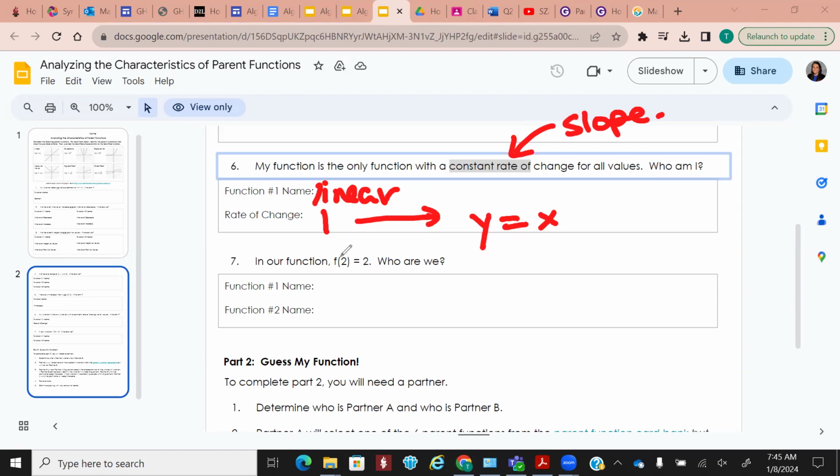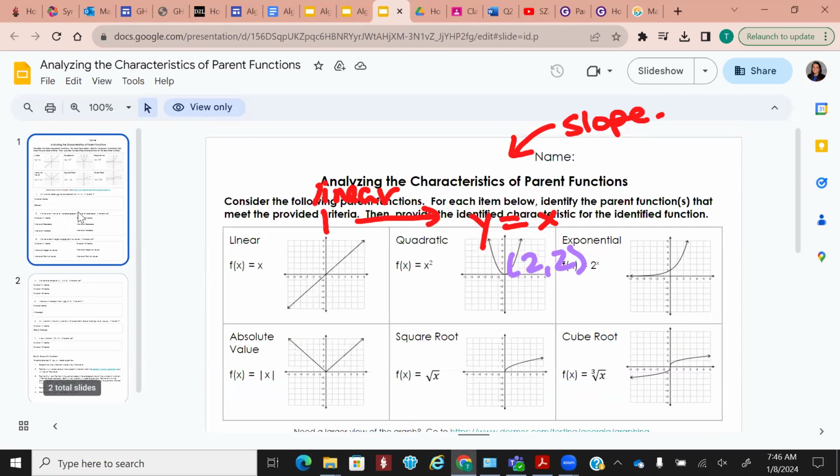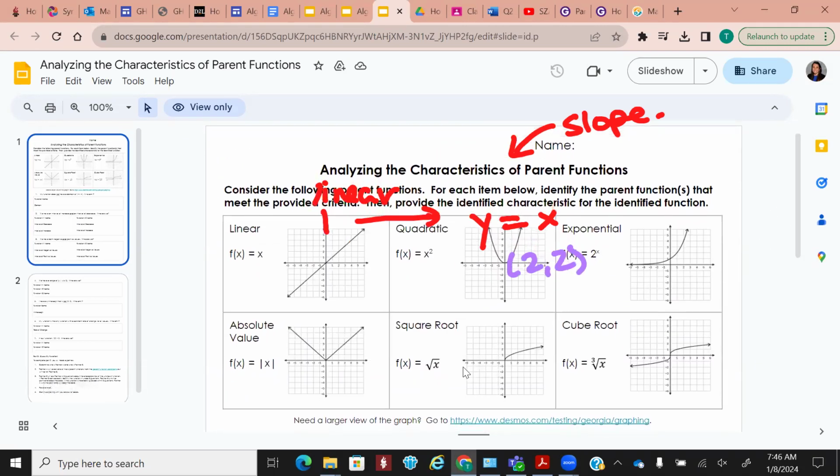On the last one, we have f of 2 equals 2. We've talked about function notation. So really we're saying, hey, the point 2, 2 is on this graph. So which graph has a point at 2, 2? So looking at our graph, do we have 2, 2 for square root? No. Do we have 2, 2 for cube root? No. Absolute value? Yes. And linear. So absolute value and linear.